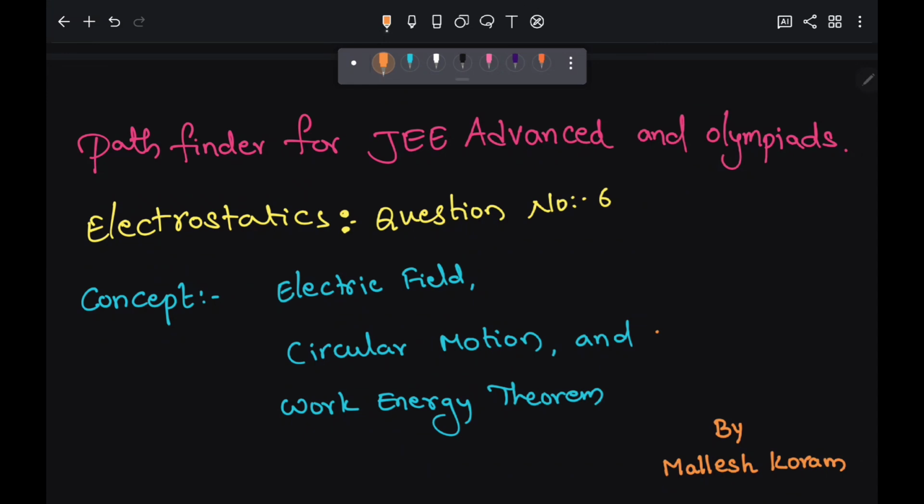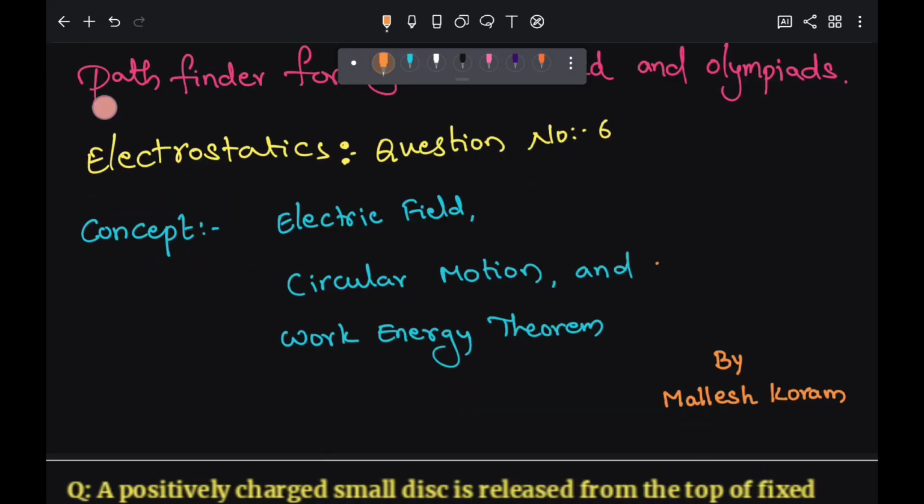The first problem we are going to discuss today is from the electrostatics topic, question number 6 in the Pathfinder. It's a multiple concept question, and three concepts are covered: electric field, circular motion, and the work energy theorem. Let's see the problem, analyze it, and then solve it.